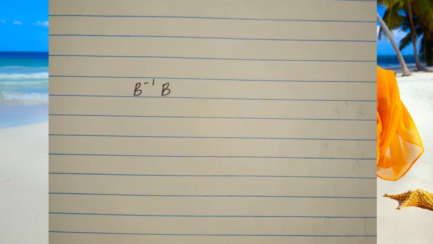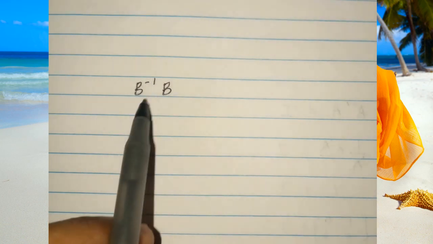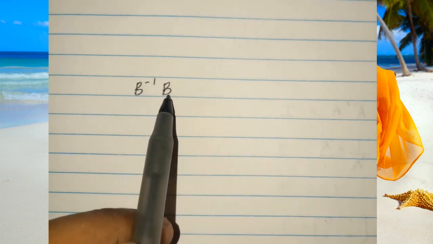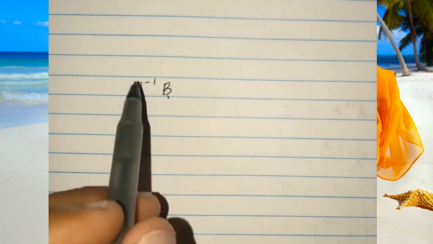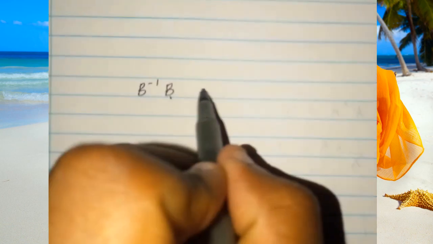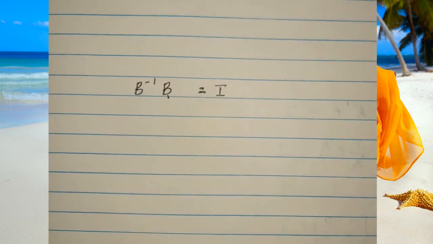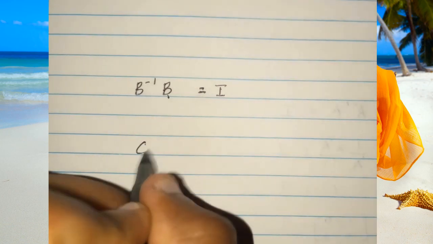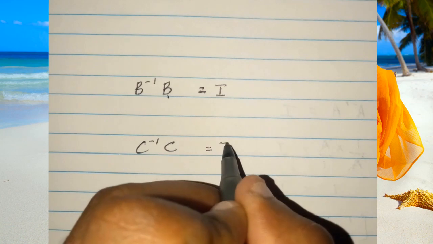Let's look at another example. So here we have B inverse, the inverse of matrix B, being multiplied by the original B. So what this does, they undo each other, and you simply end up with the identity matrix. So B inverse times B gives us the identity matrix. Let's try this one. C inverse C, what do you think that should give you? Should give you the identity matrix.